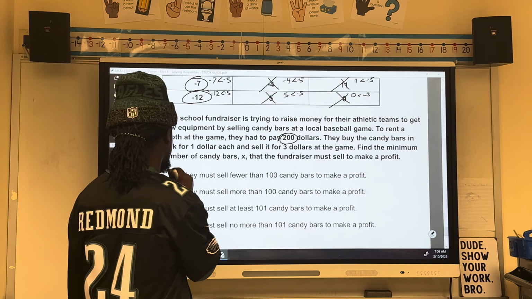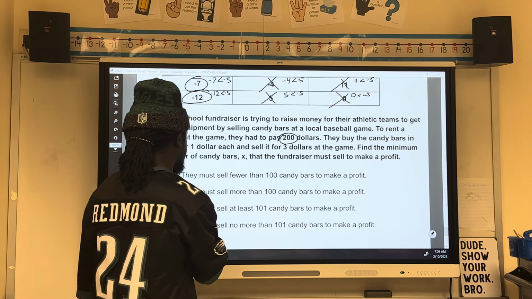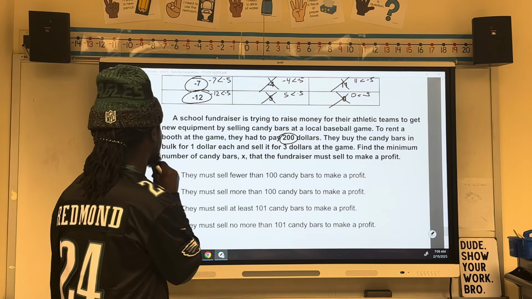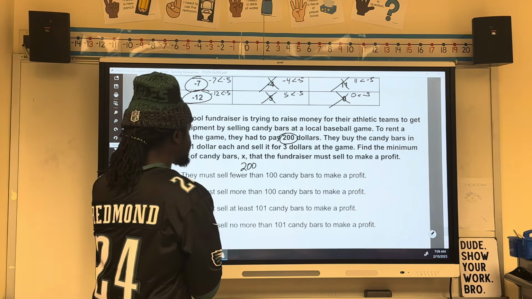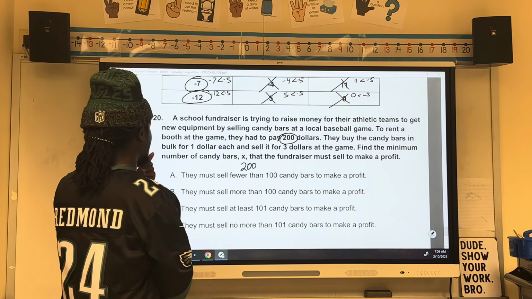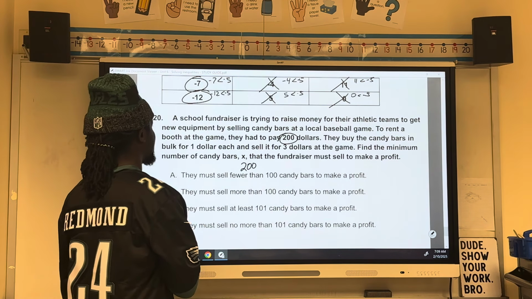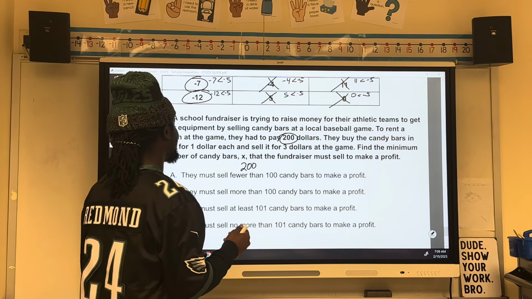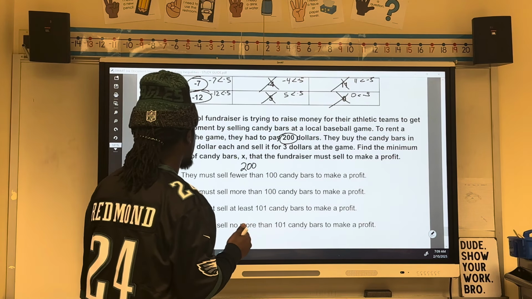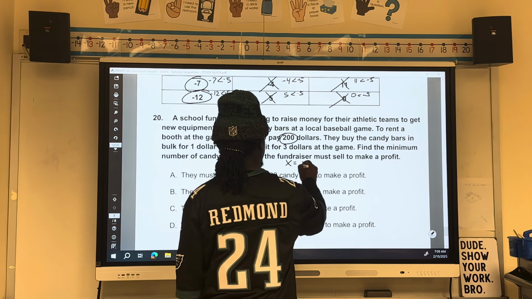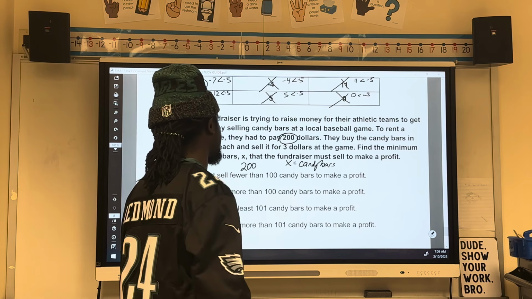All right, so let's just break it down. To rent the booth, they had to pay $200. And they bought the candy bars for $1 each, and they sell them for $3. But they're having to spend to make money here. So find the minimum number of candy bars. X is the number of candy bars they must sell to make a profit.